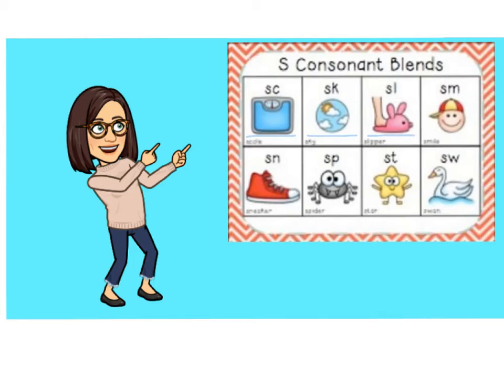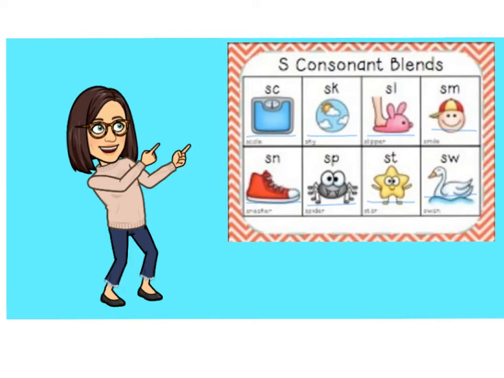In this box, I have SL, like in the word slipper. In this box, I have the letters SM, like in the word smile. Here I have SN, like in the word sneaker. Here's SP, like in the word spider. Here I have an ST, like at the beginning of the word star. And here is SW, like at the beginning of the word swan.